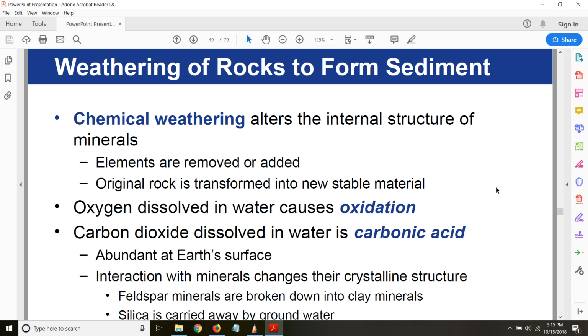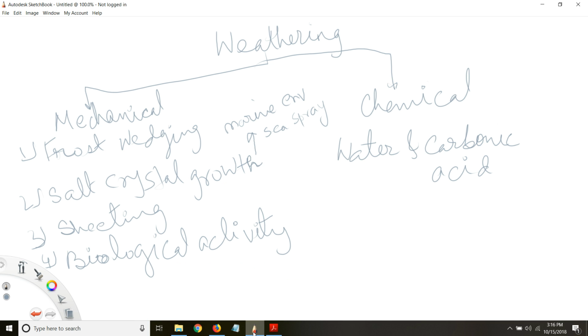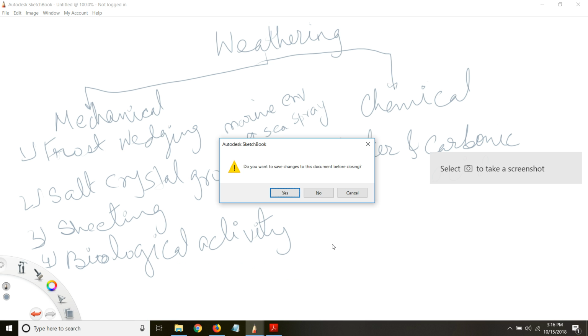As it is losing the iron, it will start to disintegrate, and this disintegration is based on the chemical process of oxidation. Another common process that leads to weathering is the presence of carbonic acid. Carbon dioxide, as it dissolves in water, forms a weak acid called carbonic acid.